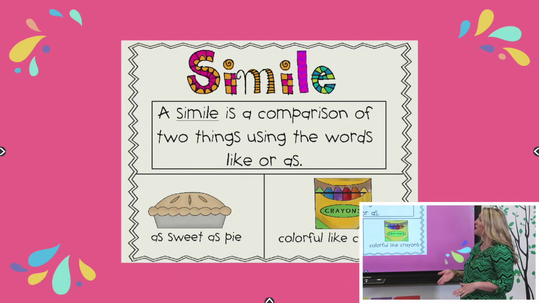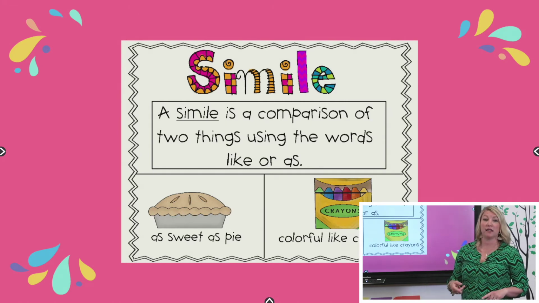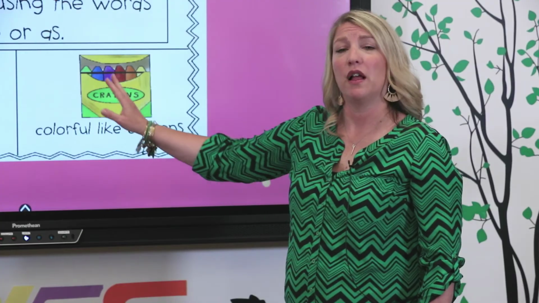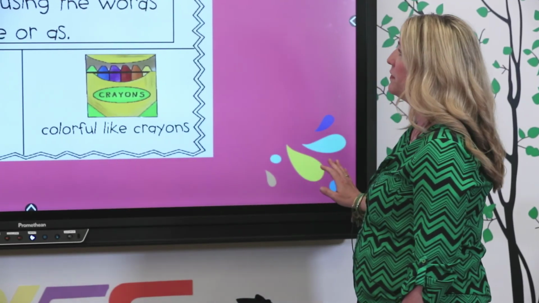Simile. A simile is a comparison of two things using the words like or as. So for example, we have as sweet as pie. So she is as sweet as pie. And you could say her dress was colorful like crayons. Again, we're comparing pie to how sweet the girl is, and crayons as colorful like the girl's dress.